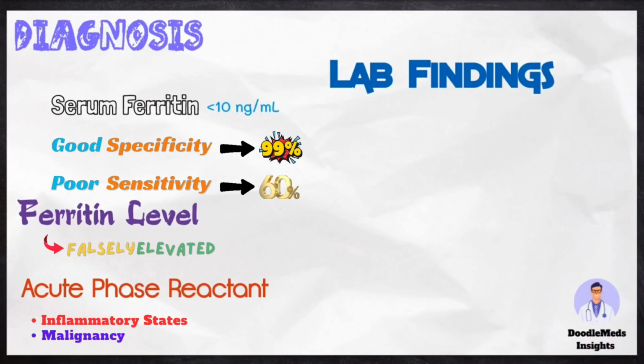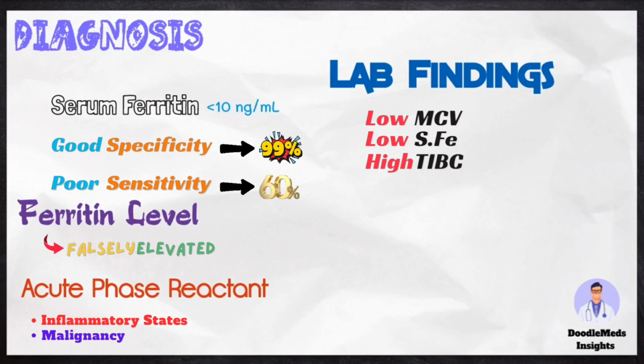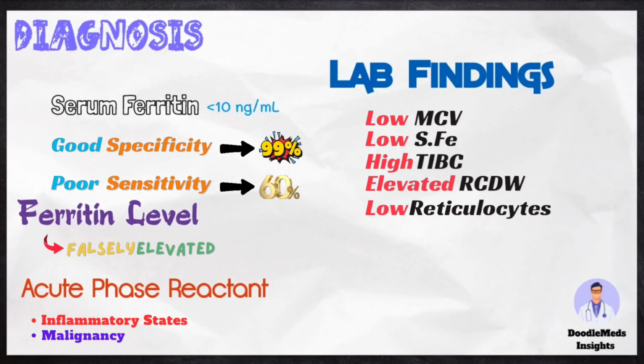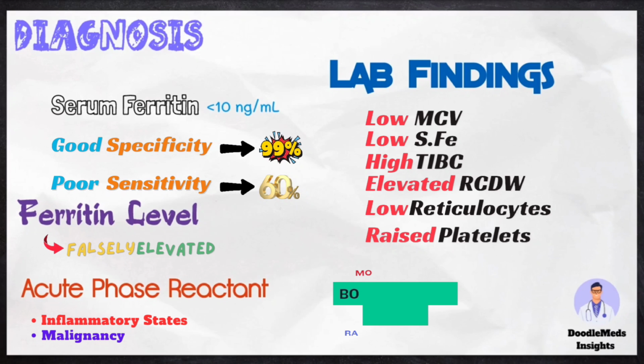MCV is low except in very early cases. The serum iron is low and the total iron binding capacity is high. The red blood cell distribution width is elevated. The reticulocyte count is low. Platelet levels rise. The most specific test, although rarely necessary, is a bone marrow biopsy looking for stainable iron stores.